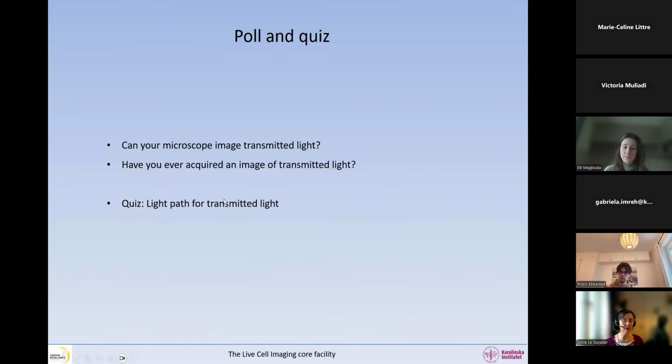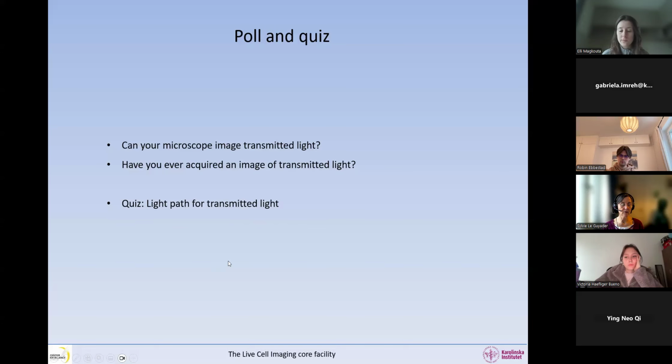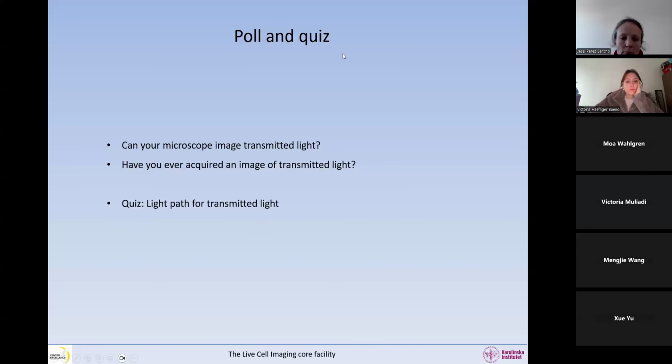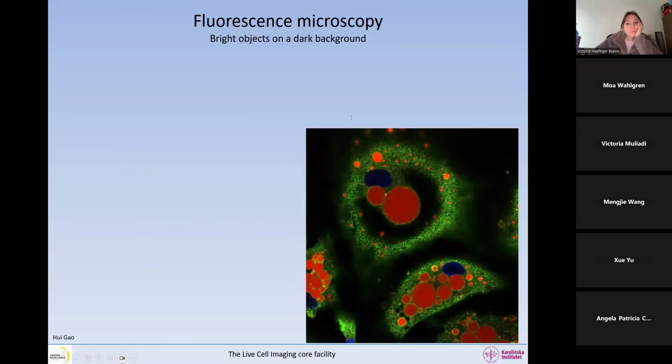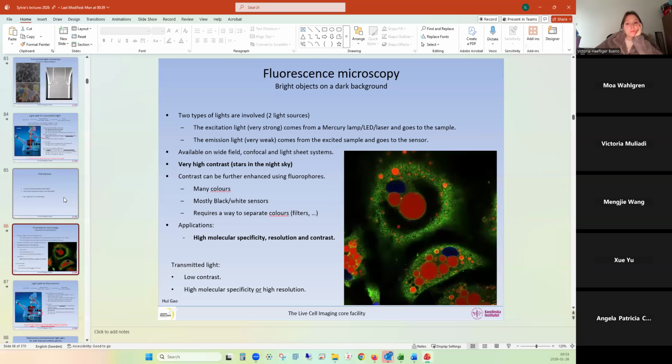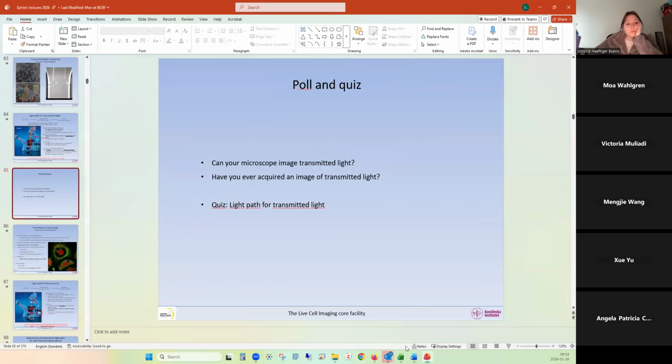Okay, excellent. So now we're going to have a little quiz again. So you go back to Canvas, and we're going to have this quiz called Light Path for Transmitted Light.